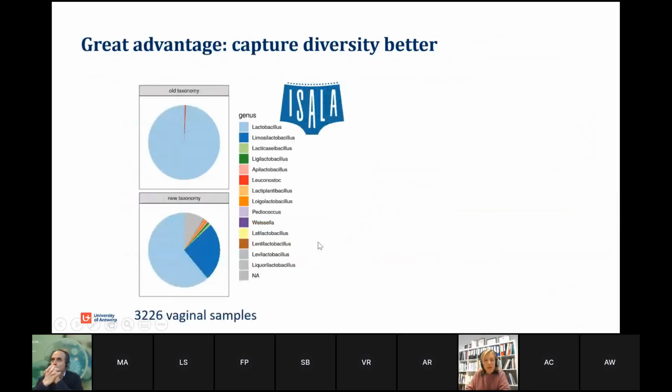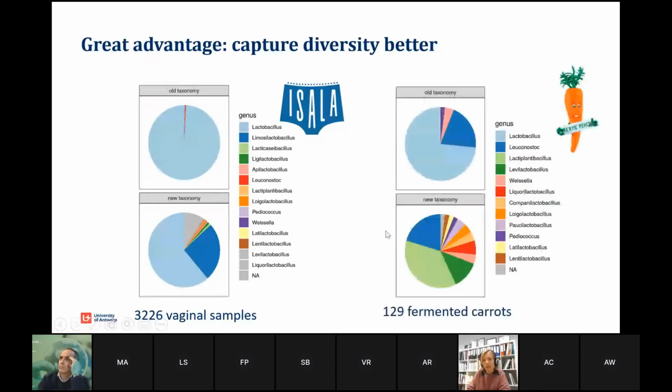This is, for example, an example of the microbiome studies we did in this ISALA project with more than 3,000 samples that have already been characterized and information sent to the participants. With the old taxonomy, we just say they are all dominated by Lactobacillus species, while with the new taxonomy, it was actually quite surprising for us to see that the second most dominant genus is Limosilactobacillus, and it's a new taxon we are really intrigued to study further in the vaginal niche.